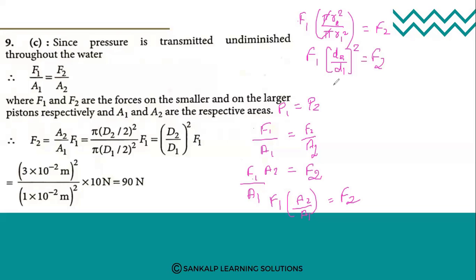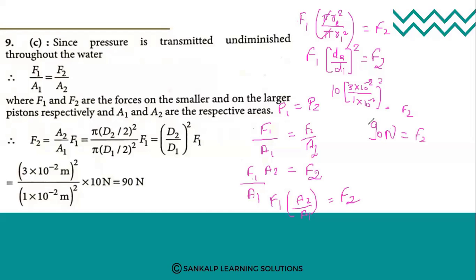So now the simplification is very simple. Force is given as 10 Newton and the diameters are given as 3 into 10 raised to minus 2 upon 1 into 10 raised to minus 2. Its whole square is equal to F2. So here 3 square will be 9, 9 into 10 will be 90. And here 10 raised to power is there, so this will get cancelled because minus 2 plus 2 cancels. The answer is 90 Newton.